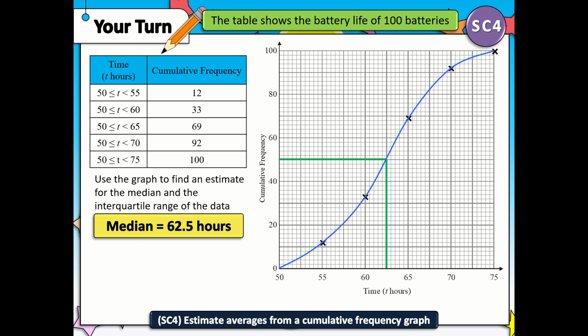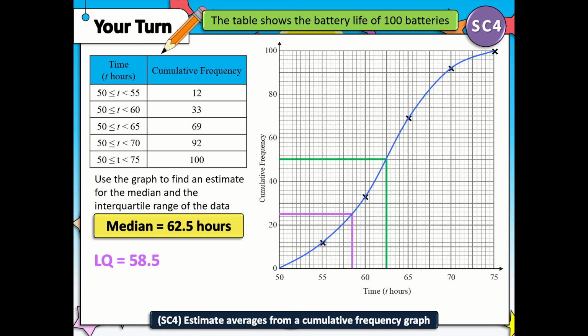Then we want the interquartile range. So we want the lower quartile, which is a quarter of the data. So a quarter of 100 is 25. So we go across from 25 and read down. So the lower quartile is 58.5.